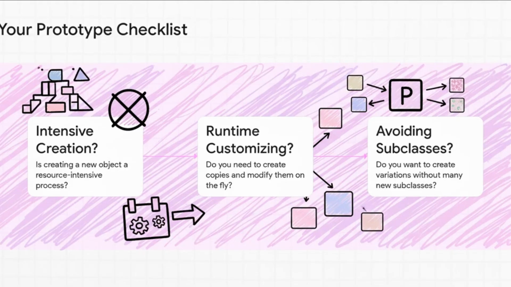So here it is, your practical checklist. If the answer to any of these questions is a yes, you should seriously think about using the prototype pattern. Is creating the object slow or a pain? Do you need to make copies and then tweak them on the fly? Are you about to create a dozen subclasses that are 99% the same? If so, yep, cloning is probably your best friend here.